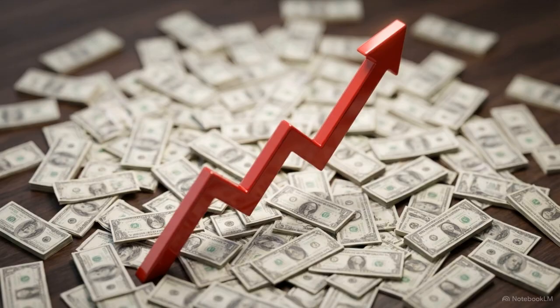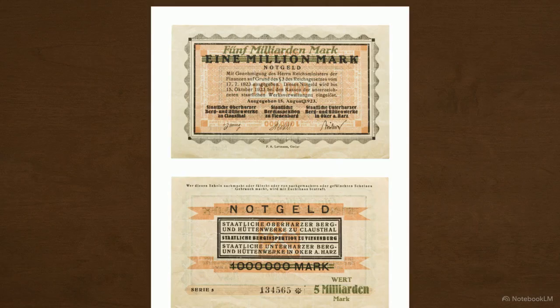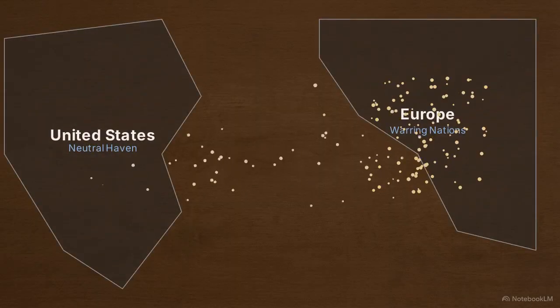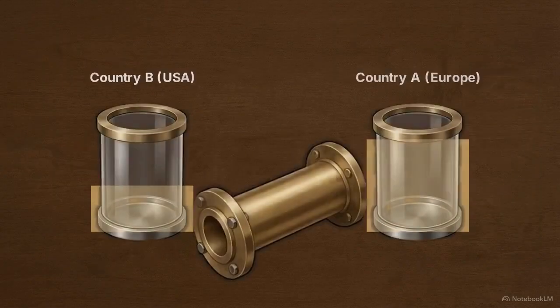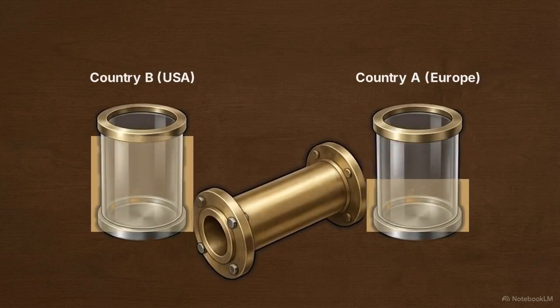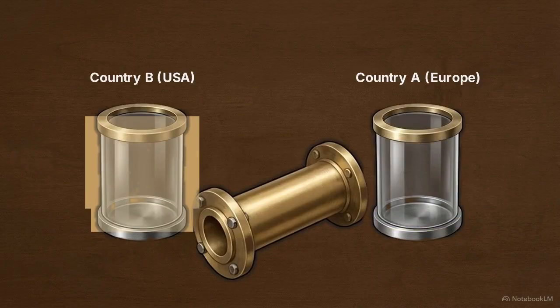Printing money without gold backing had an immediate consequence. Pumping millions of unbacked paper notes into the economy triggered runaway inflation. A single German banknote from 1923 reads 5 billion marks. The purchasing power of ordinary citizens was wiped out. During this chaos, physical gold fled the warring nations, seeking safety in neutral havens like the United States. Our simulation's water tanks were now completely out of balance.